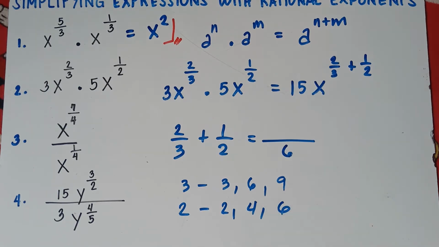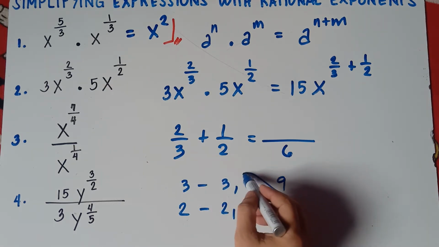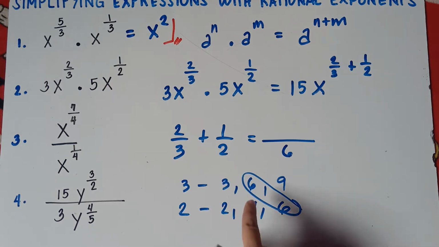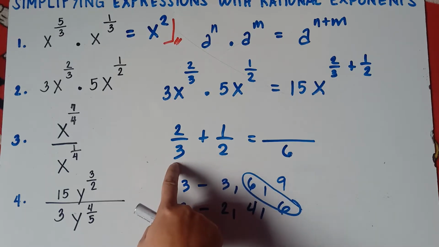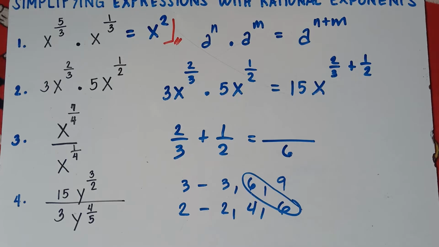So check class, what would be the least common number or the LCM of 3 and 2? Of course, that would be 6, right? Because we can divide 6 by 3, and we can also divide 6 by 2, right? So the LCM of 3 and 2, that would be 6.